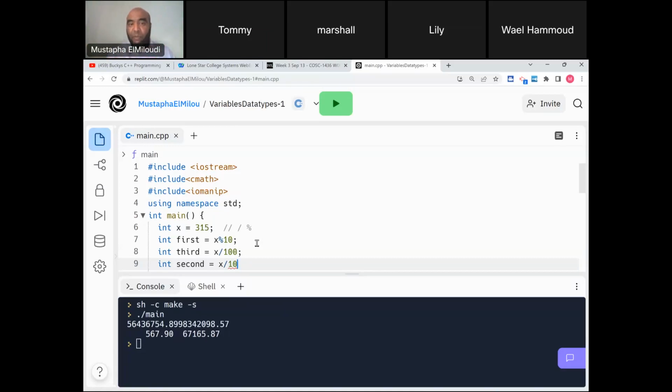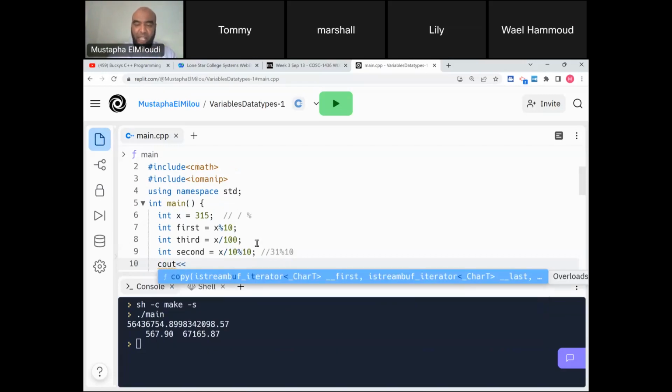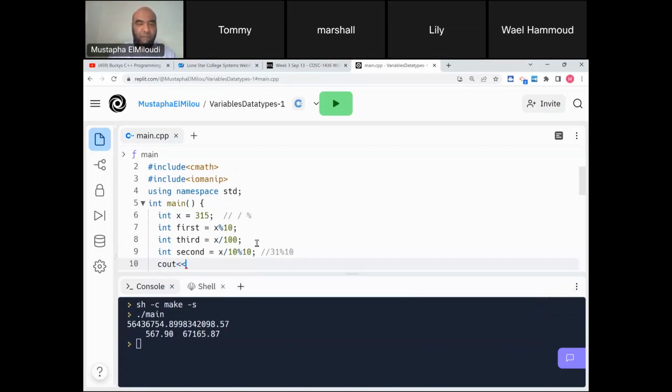How can I get that 1? Remember what we did with the first one? When we got 5, what do we do? The remainder, exactly. So that means x divided by 10 will give me 31, and 31 mod 10 will give me that 1, the digit that I'm looking for. So now I have all the 3 digits. Now I can add them up. I can put the total, or I'm just going to put first plus second plus third. It should give me the total.